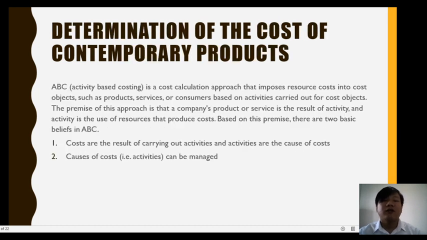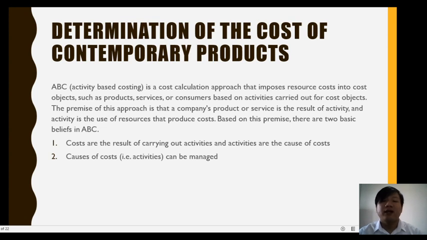Determination of the cost of contemporary product. ABC is a cost calculation approach that imposes resource cost onto cost objects, such as products, services, or consumers, based on activity carried out for the cost object. The premise of this approach is that a component of a product or service is the result of activity, and activity is the use of resources that produce cost.